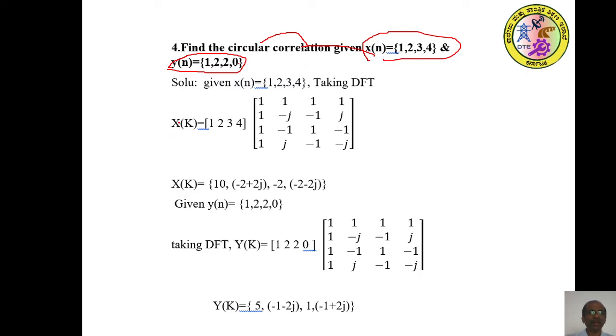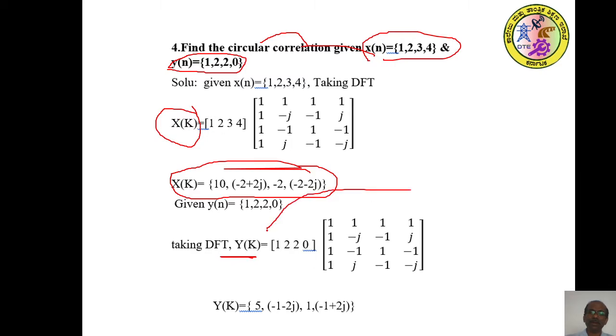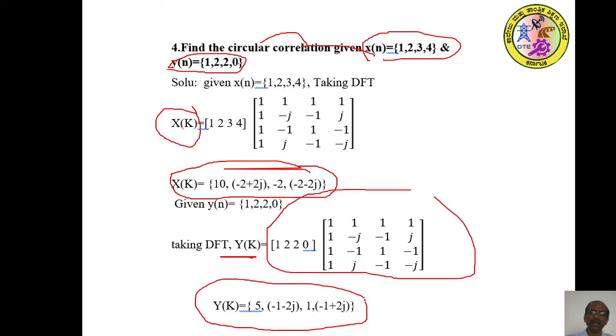Step 1, compute DFT x of k. Same procedure, multiply data with twiddle factor matrix to get x of k. You should be very strong in these steps. Second step, calculate y of k. Multiply data vector with twiddle factor matrix to get y of k. So x of k is ready, y of k is ready.